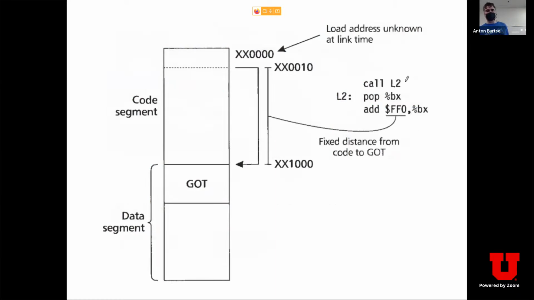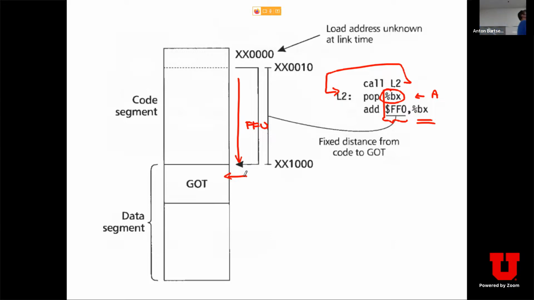And so then you essentially build your code like this. You say, look, I will call L2, I will pop the address of this instruction A into the EBX. And if I know the offset, and in this specific example the offset is FF0, this is the distance, I will add it to this learned EIP value, and I will know the address of the beginning of the global offset table. Agree?